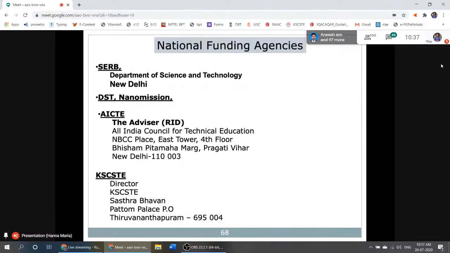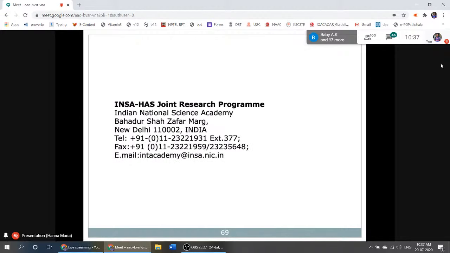I'm going to show you some of the funding agencies. Look at SERB of the Department of Science and Technology, DST Nano Mission, AICTE. I have had funded programs from all the agencies. KSCST of the Kerala government. INSA.